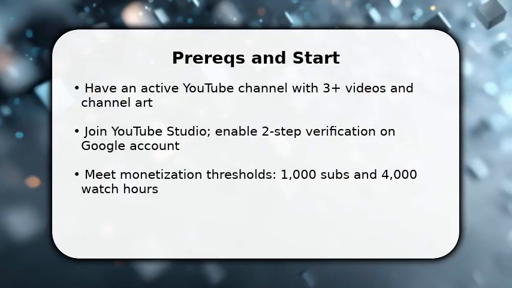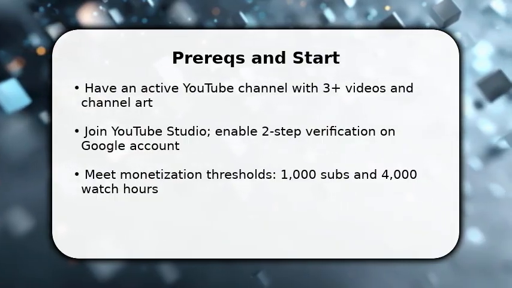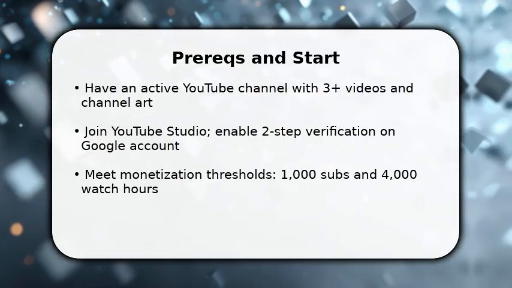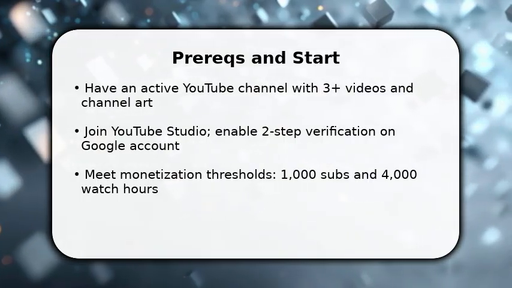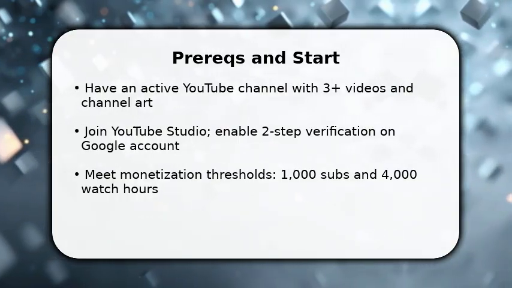You begin by confirming eligibility and securing your account. Sign into YouTube Studio, check analytics for watch hours and subscriber count, and turn on two-step verification. Then open the Monetization tab and click Apply Now. This starts the AdSense connection.